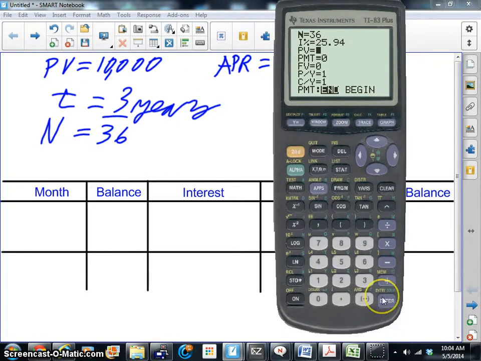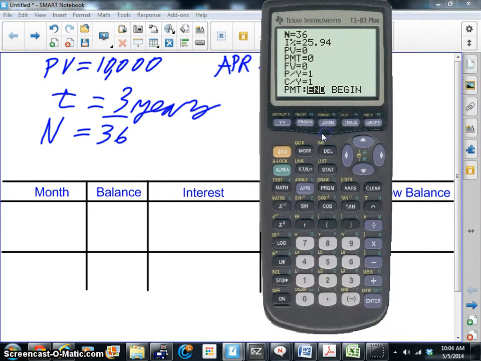25.94% interest. Of course, the PV is 10,000. That's a positive 10,000. Remember, when we're doing debts, we're paying this off. Future value is zero because we want to pay it off. 12 periods in each year. And I need to make sure that it's an end. If it's not an end, I have to put in an end. So I'm going to find out what my payment is to pay this off within 36 months.